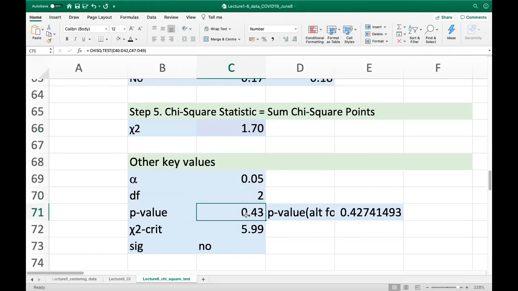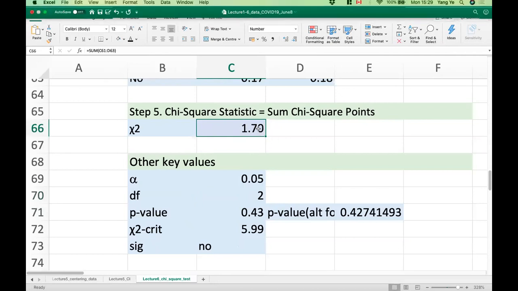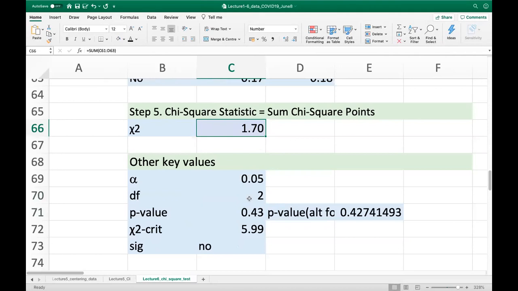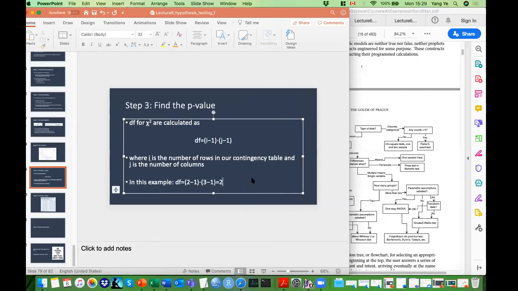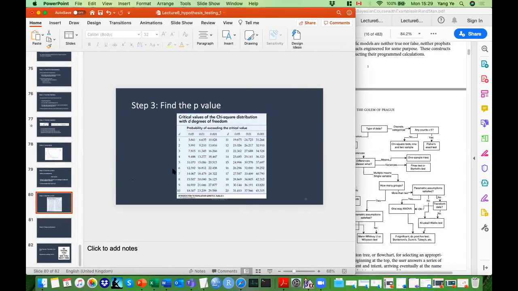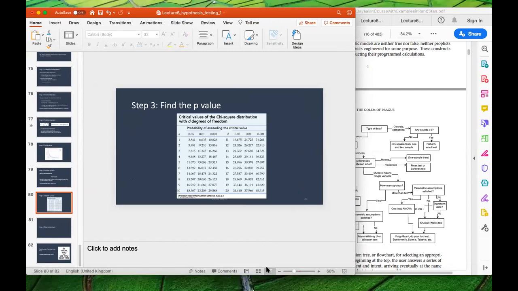Now the p-value is determined by looking at the critical, well, we can do two things here. We can compare the chi-square we got with the critical value for chi-square with degrees of freedom of 2 at 0.05. By doing that, we can just look at this little table that I presented on the screen.